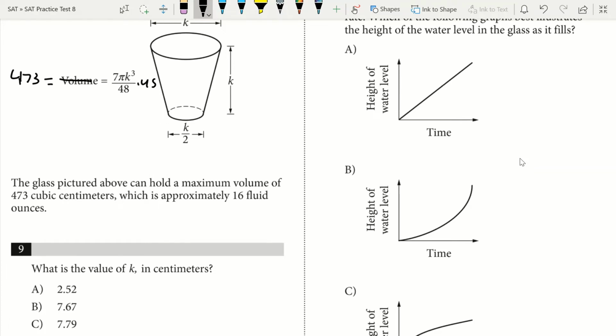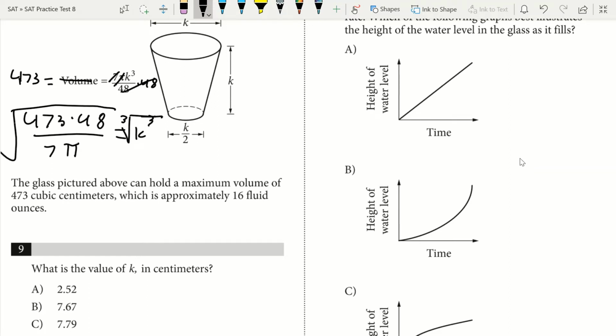I'm going to multiply each side by 48. So I get 473 times 48. Now I'm going to divide each side by 7 pi. And that's going to give me my K to the third power. So now I'm going to take the third root of each of these, right? So I take the third root of all that to solve for k.